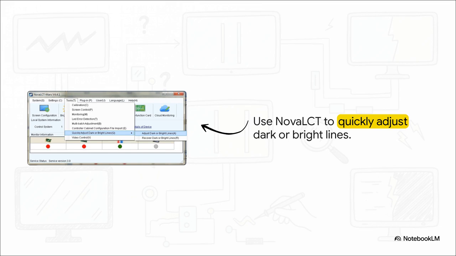Okay, so in your Nova LCT software, you're going to navigate over to Tools and select Quickly Adjust Dark or Bright Lines. This is where the actual mapping happens. You can assign correction coefficients to specific rows or columns. You can manually tweak that OE timing we talked about, adjust your gamma curves, and even group your cabinets by rows so you can correct them individually. And once you think you've got it dialed in, best practice dictates verifying the fix. Run full, pure red, green, blue, and white test patterns across the screen to ensure absolutely zero visible seams remain.